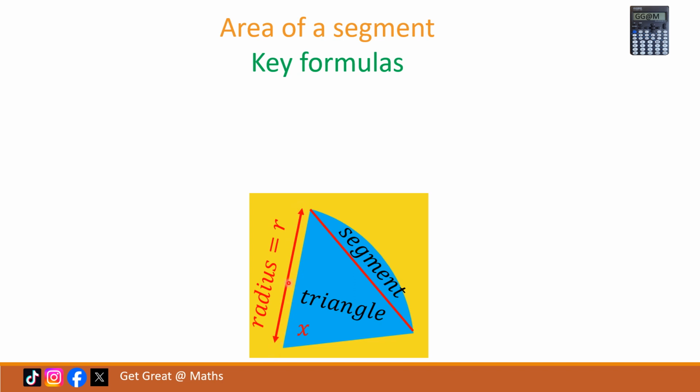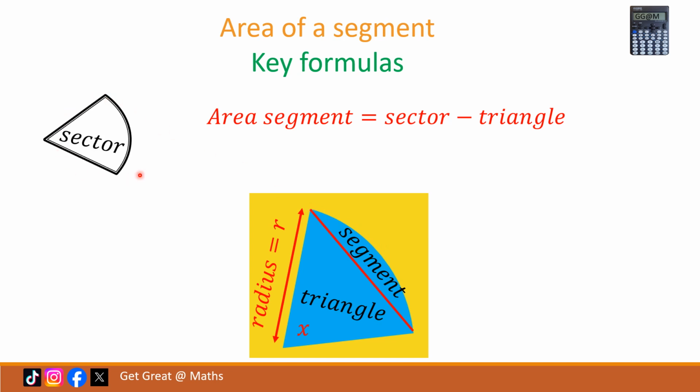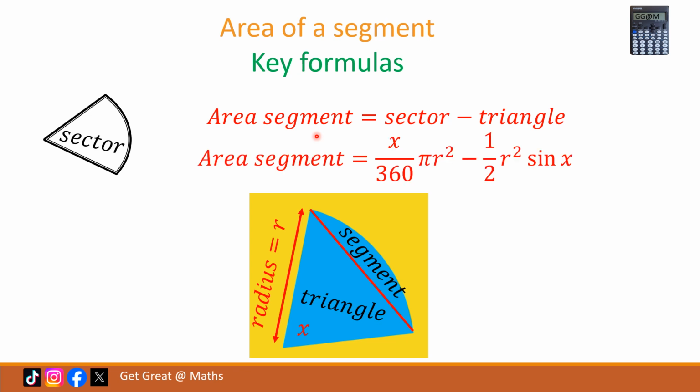Now sometimes you might need to calculate the radius in the question before you can start, depending on what information you've been given. So the formula for the area of a segment is the area of the sector, which is the area of the whole thing here. So you can see over on the left hand side, this is a sector, the area of this whole shape. And if I take away the triangle, which is this area here, this will give me the area of the segment.